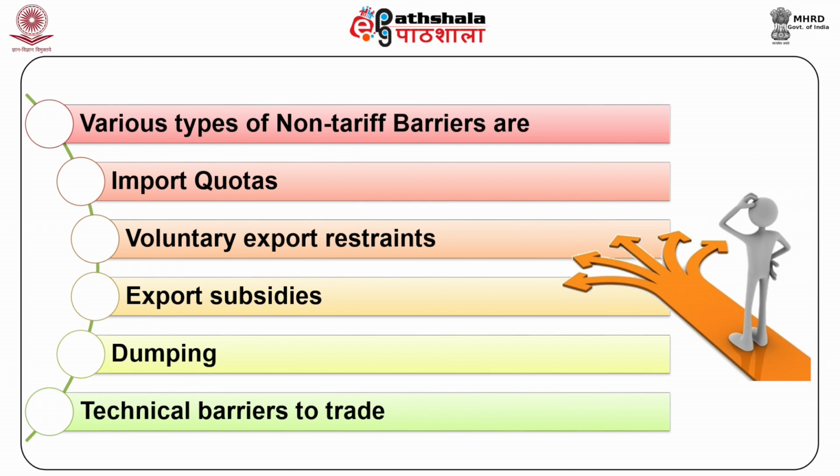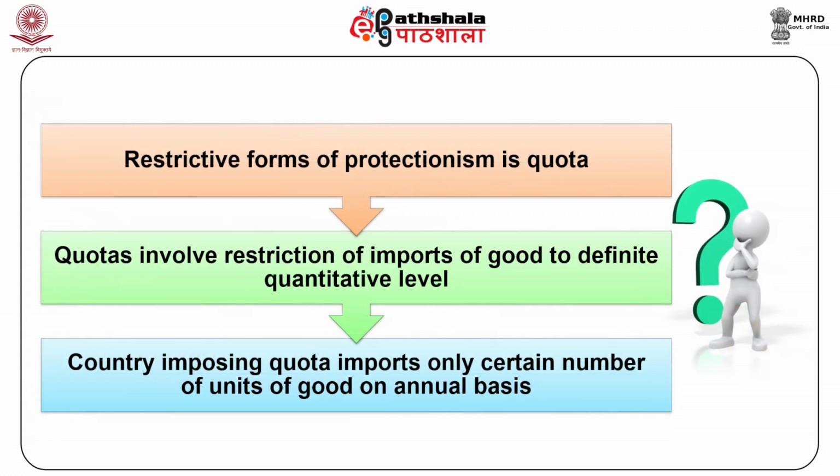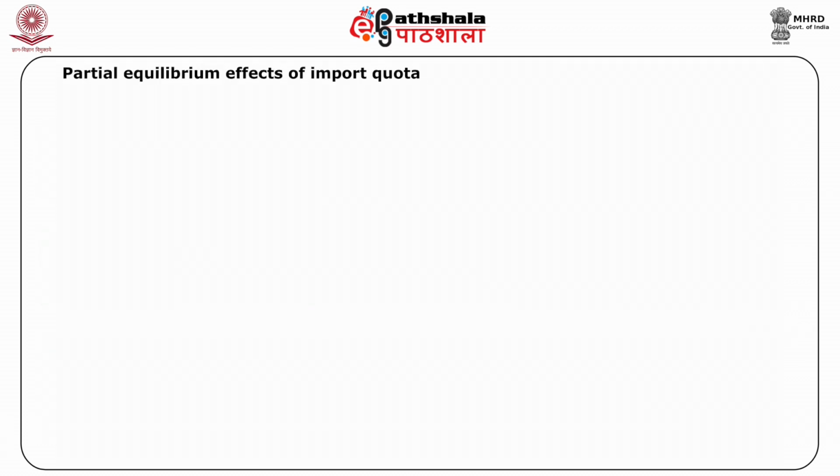Various types of non-tariff barriers are: first, import quotas; second, voluntary export restraints; third, export subsidies; fourth, dumping; fifth, technical barriers to trade. Coming on to the discussion of quotas, one of the most restrictive forms of protectionism is the quota. Quotas involve restriction of imports of a good to a definite quantitative level. In practice, this means that a country imposing a quota imports only a certain number of units of the good on an annual basis.